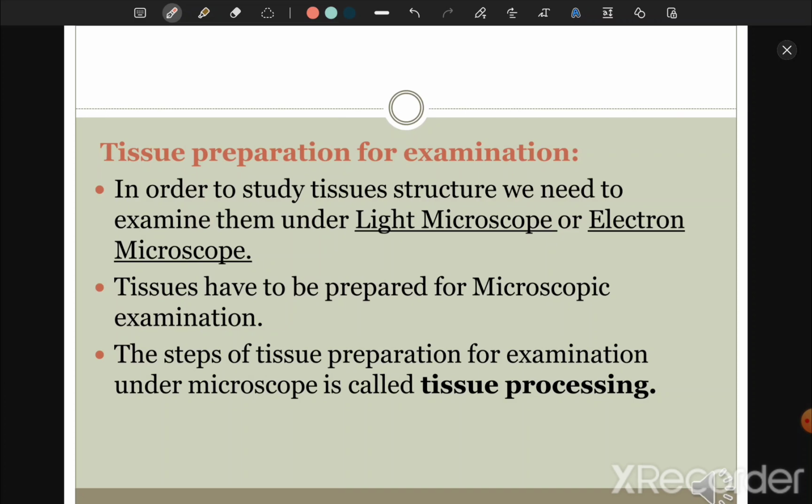In order to study the tissue structure, we need to examine them under the light microscope and the electron microscope. We have many types of microscopes, but we will mention here for the undergraduate studies the light microscope and the electron microscope. Tissues have to be prepared for microscopic examination. You cannot take a biopsy from the body and examine it directly under the light microscope or the electron microscope because of many reasons that we will mention. The steps of tissue preparation for examination are called tissue processing.